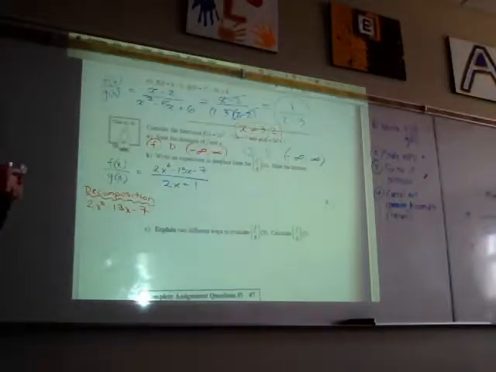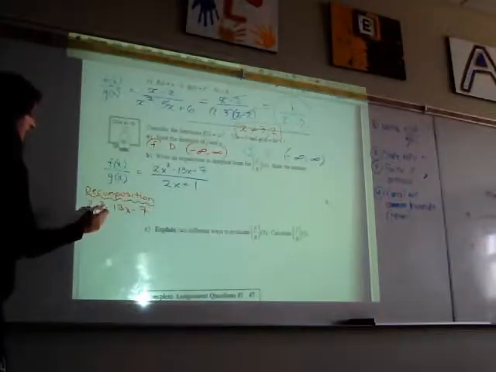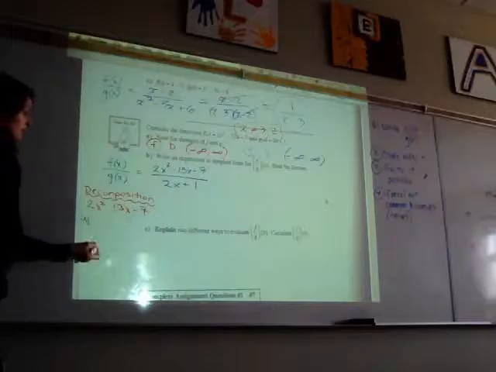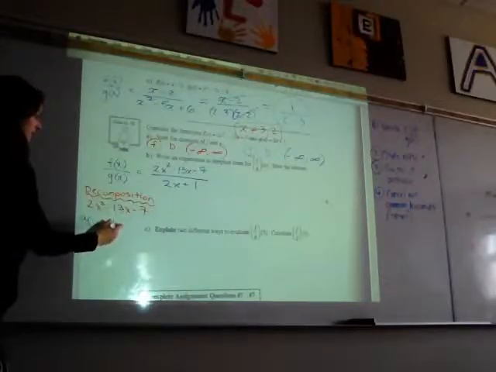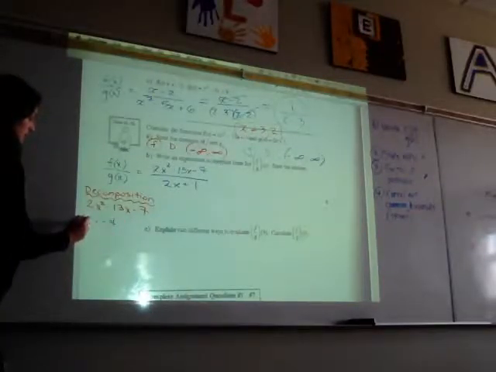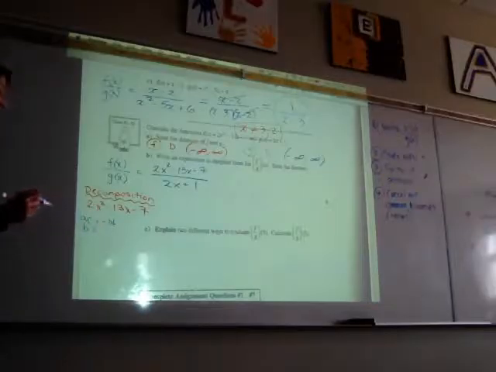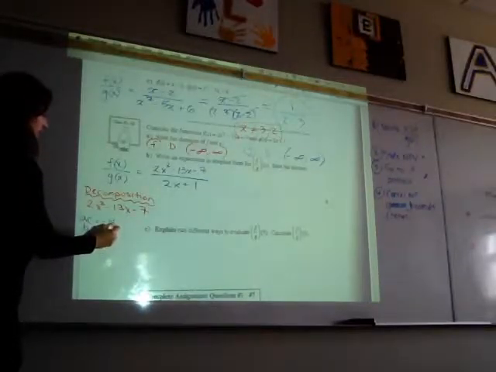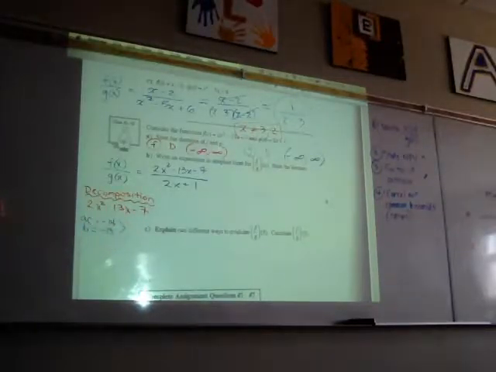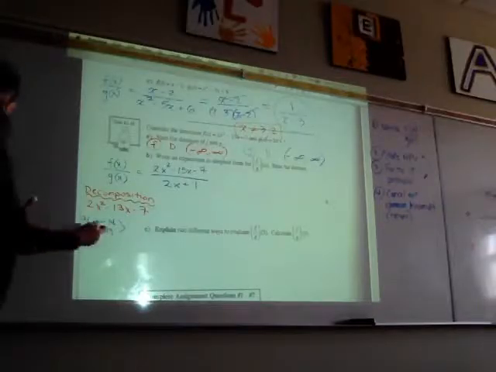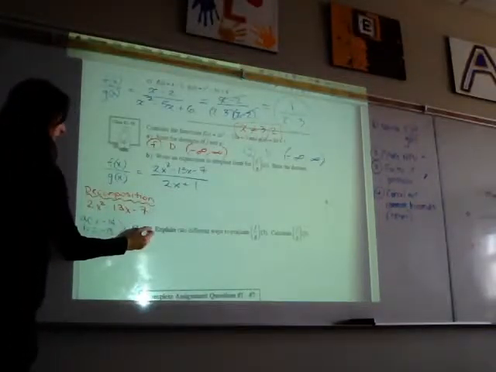We need two numbers that multiply to our a times c. So 2 times negative 7, negative 14. And the same two numbers need to add to negative 13. Good, negative 14, positive 1.